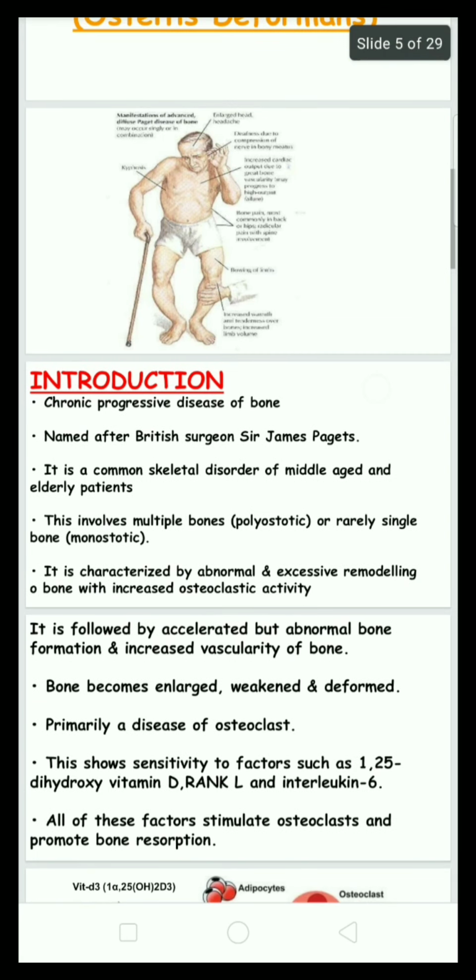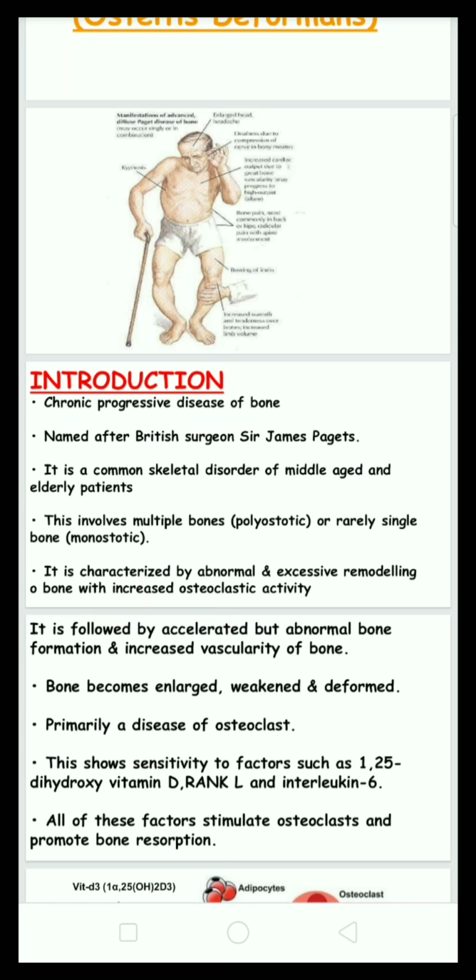Introduction. It was named after Sir James Paget. It is a chronic progressive disease of bones. It is commonly seen in middle-aged and elderly patients. It involves multiple bones, which is called polyostotic, or rarely a single bone, which is known as monostotic.